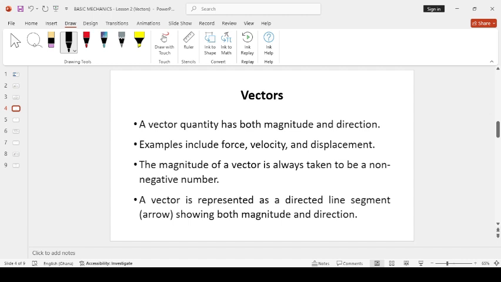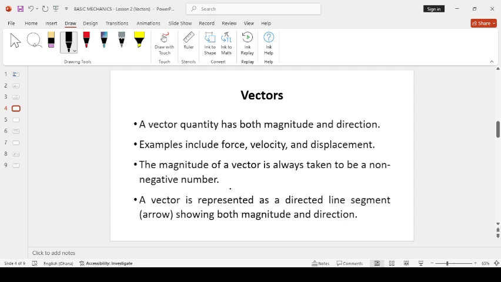Now, with the background knowledge in what quantities are, let's look at vectors. When we say a vector, what is a vector? We have already established that a vector quantity has both magnitude and direction. Examples include force, velocity, and displacement. The magnitude of a vector is always taken to be a non-negative number. So if you want to measure the magnitude of a vector, we assume it to be a non-negative number.